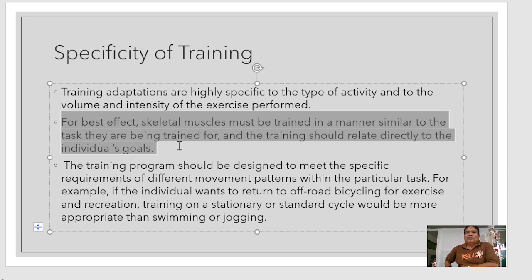So the training program should be designed to meet the specific requirements of different movement patterns within the particular task. For example, the individual wants to return to off-road bicycling for exercise and recreation. So training on a stationary or standard cycle would be more appropriate than swimming or jogging.